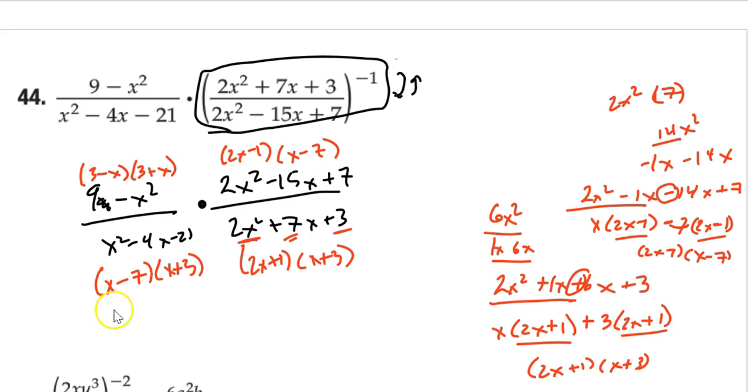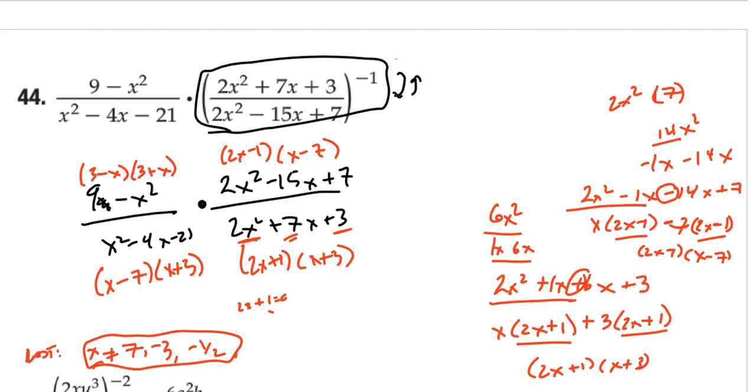So after all that, to find the restrictions. Again, luckily that's super easy. Just what makes it 0. 7, negative 3. It's a little tougher, right? Set this equal to 0 real quick. Subtract 1, divided by 2, so negative 1/2. And then we already have negative 3. So those are my restrictions.